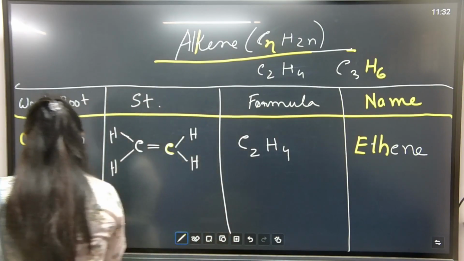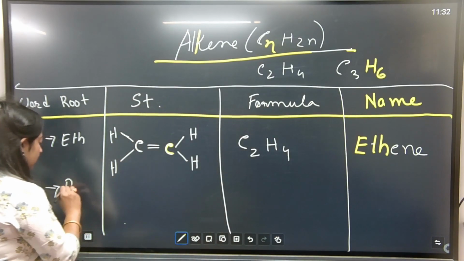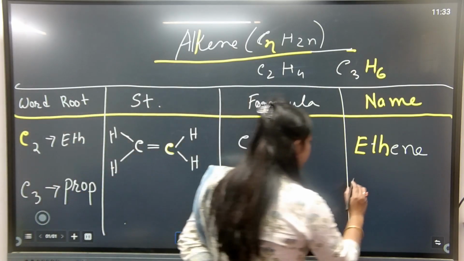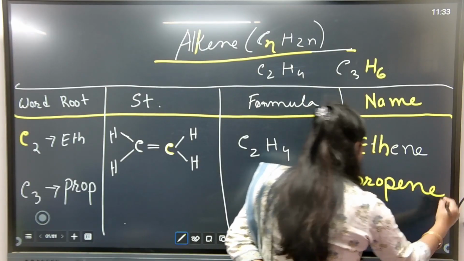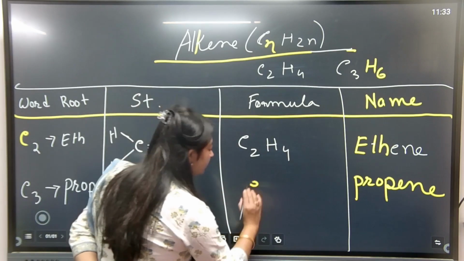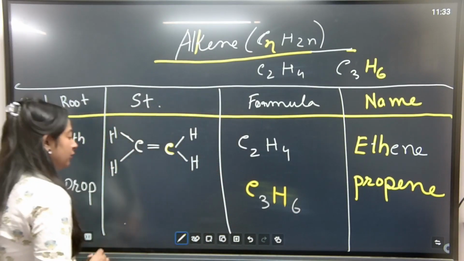The second molecule will be C3. What is it called for C3? Prop. So what will be the name? Propene. The name will be propene. So let's try the formula first. That will be C3H6. Alright?